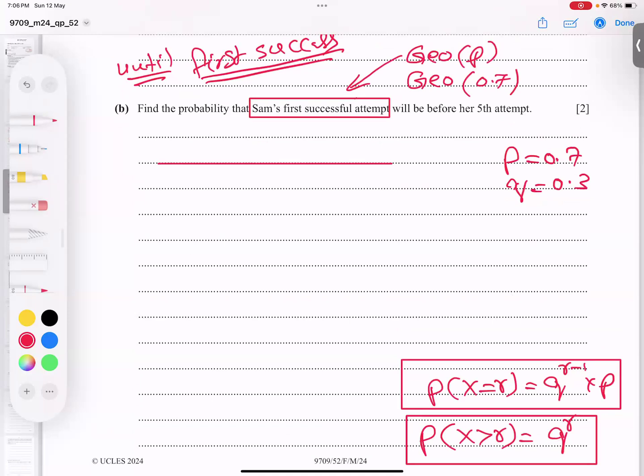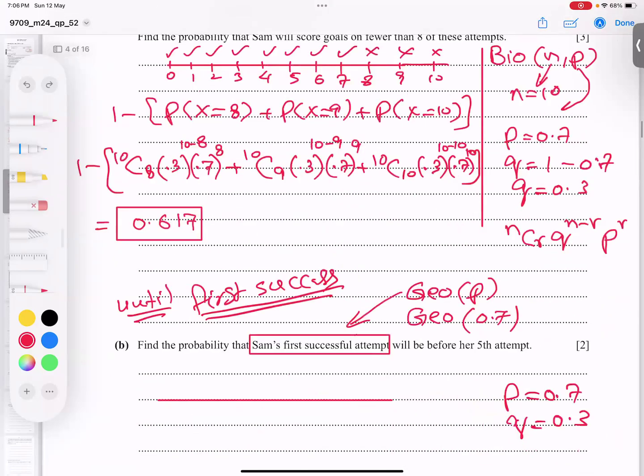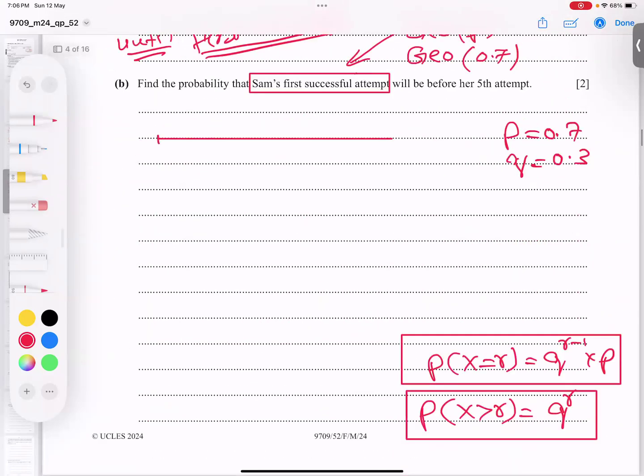First of all, let me tell you one more difference. In binomial, we must have a 0, but in geometric, we don't have a 0, because if you get success in the first attempt, no 0 is there. That is why 0 is not there. It goes 1, 2, 3, 4, 5, 6, 7, continuing forever, we don't know.